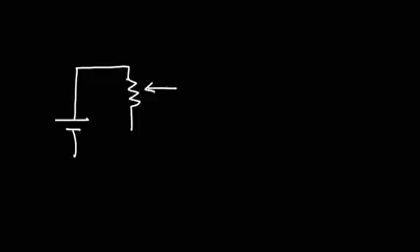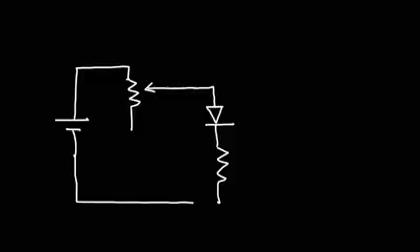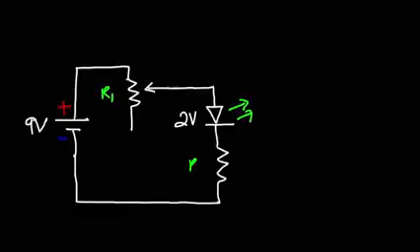So in this example, I'm only going to use 2 of the 3 parts of the potentiometer. So let's use a 9-volt battery. And we're going to use a green LED with a voltage drop of 2 volts. Let's call this R1 and R2. And let's say that R1 is a 10 kilo ohm potentiometer.